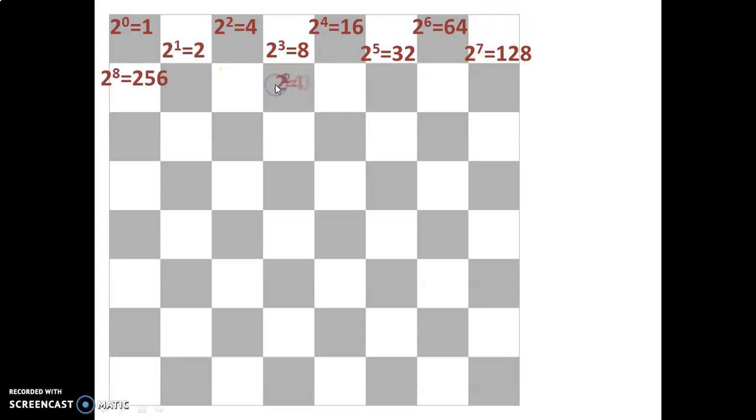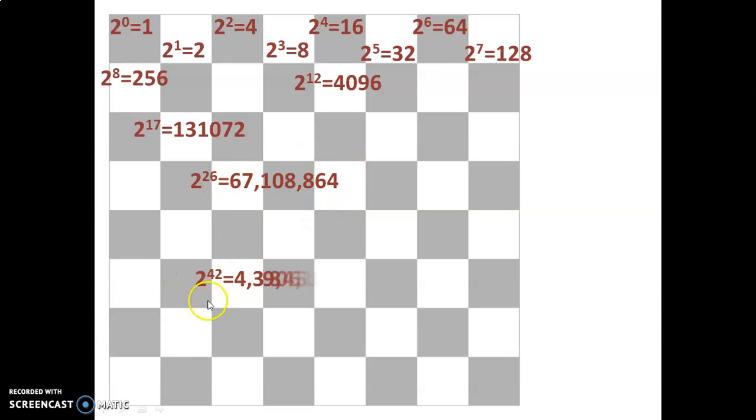If you kept going, before you know it, the numbers become huge. Look, 2 to the 17th is already 131,000 or more. 2 to the 26th is already 67 million or more. All right, and we keep going. Look how big this number is. So by the 42nd square, we already have, what's this? Millions, billions, trillions of grains of wheat or rice. That's a lot. So the question was, how many is there on the 64th one?